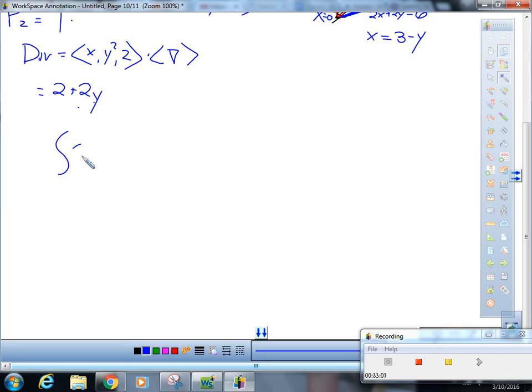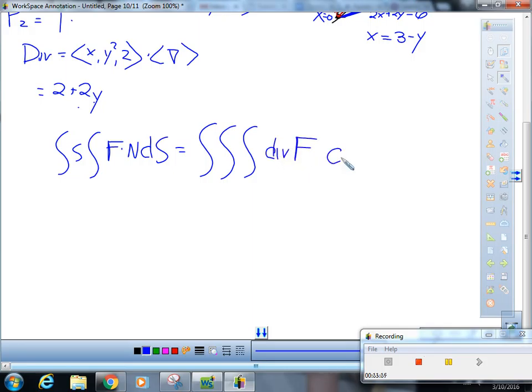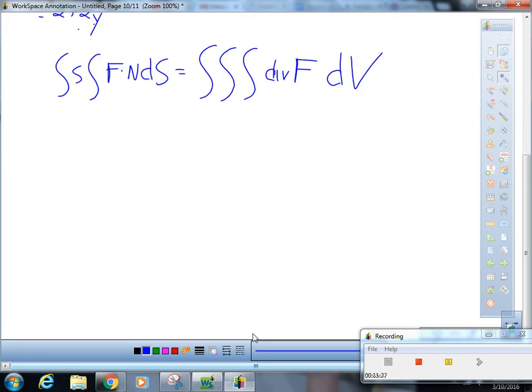Remember that the sum of the surface integrals, f dot n ds, we now write as the triple integral of the divergence of f dv. So that's the theorem we learned today. That is the divergence theorem. So we know that y goes from 0 to 3, that x goes from 0 to 3 minus y, and z goes from 0 to 6 minus 2x minus 2y.